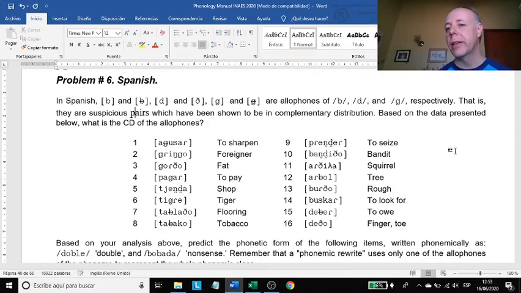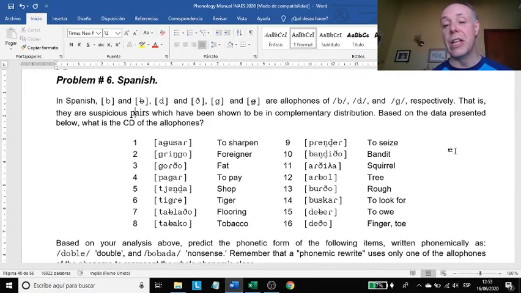We're doing phonological analysis. And today we're going to cover problem number 6, which is Spanish. In theory, it should be easier because it's our mother tongue. Let's see what you think. It's a little bit complex. So let's read the instructions.